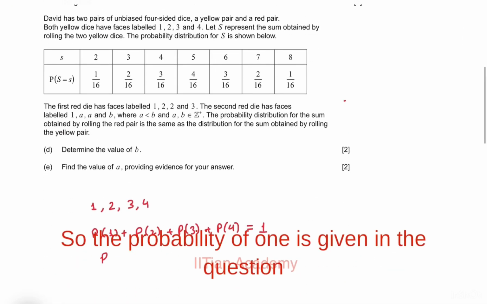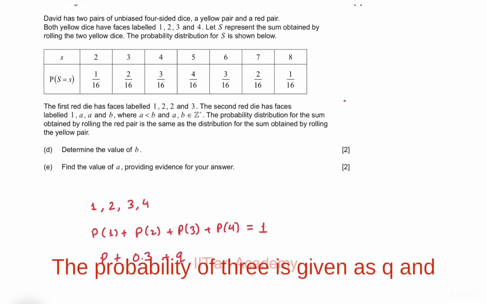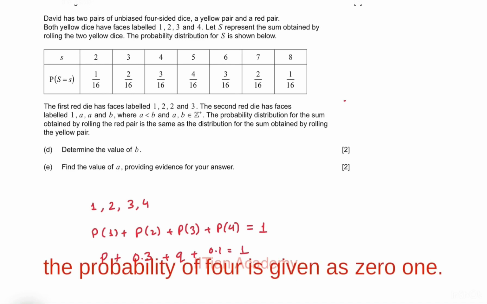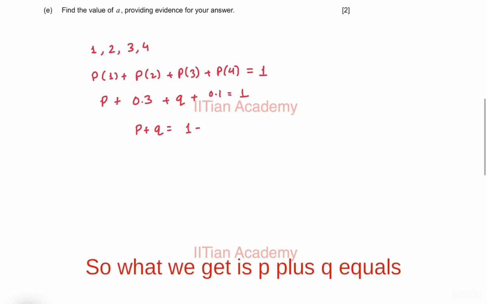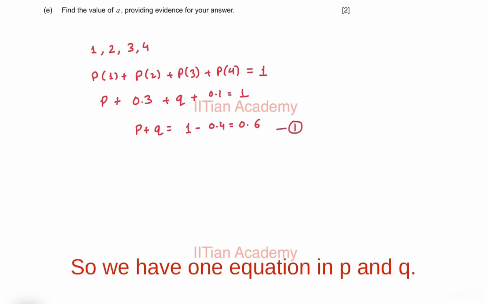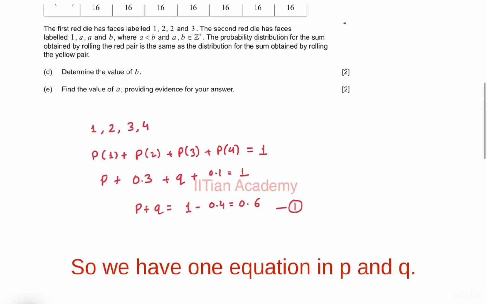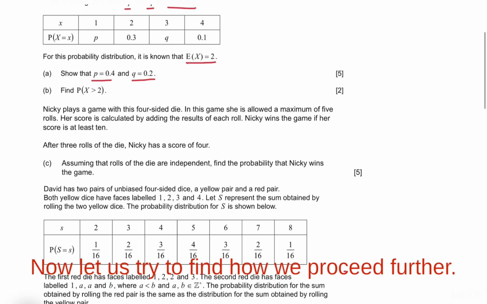So the probability of 1 is given in the question as p, probability of 2 is 0.3, the probability of 3 is q, and the probability of 4 is 0.1. So it must equal 1. So what we get is p plus q equals 1 minus 0.4, that is 0.6. So we have one equation in p and q.